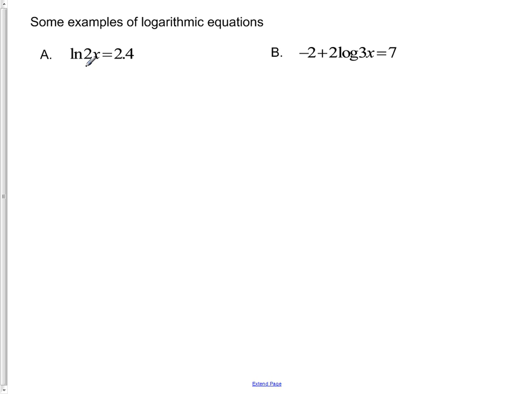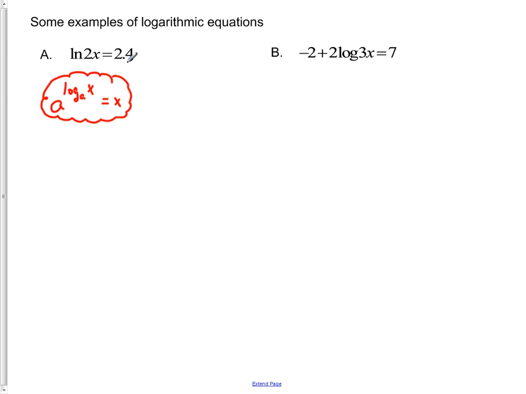Here's an example of one that is really one of the simple types of equations, even though we don't say it as such. The natural log of 2x equals 2.4. Well, we're going to take advantage of the property that tells us that if we have a base a and we raise it to a logarithm base a of x, we get x. In other words, the inverse property allows us to isolate x by picking another function that will undo that logarithm.